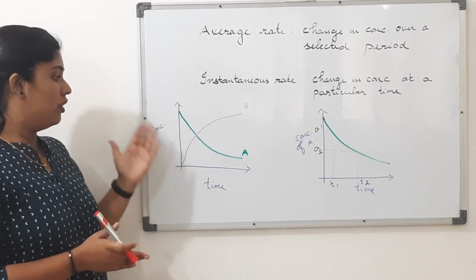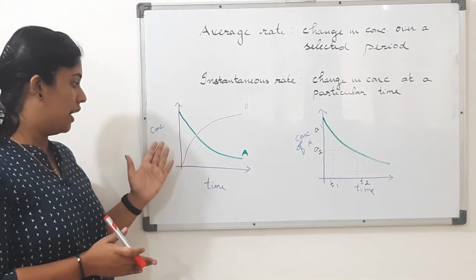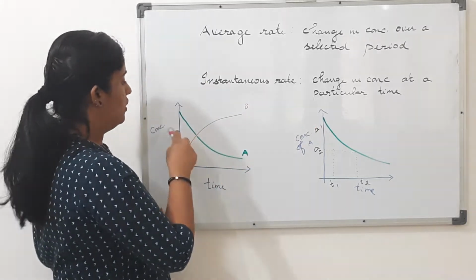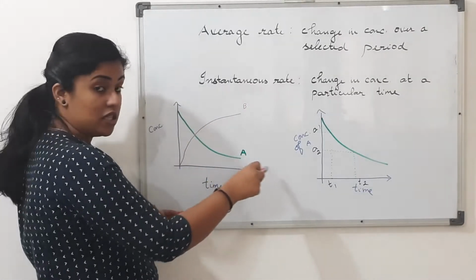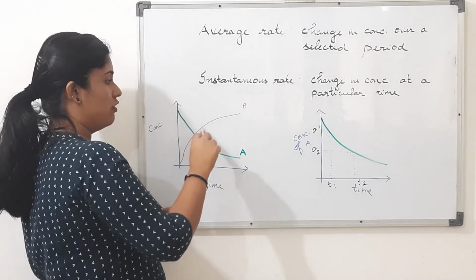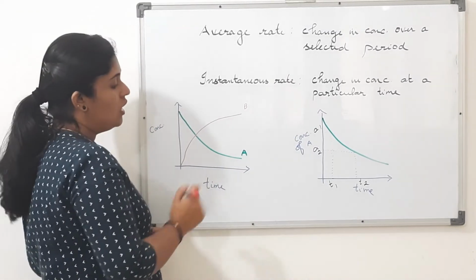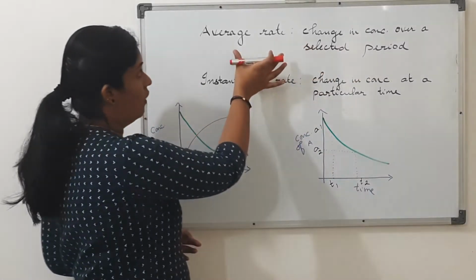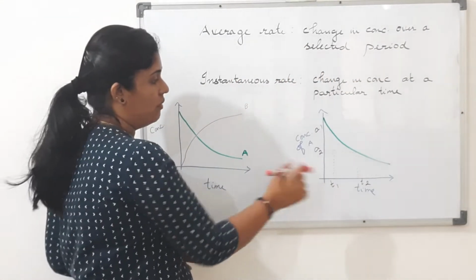This is a graph for a change in concentration of a reaction with respect to time, where A was giving B. So definitely concentration of A keeps decreasing with time and the concentration of B keeps increasing with time. Now if we consider only the A part, or the reactant part, let's find out the average rate and the instantaneous rate from the graph.